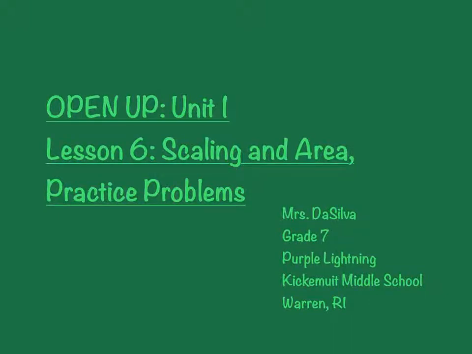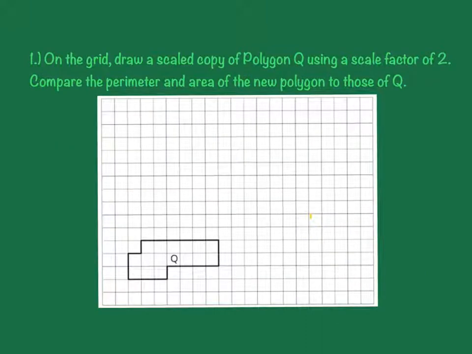Okay, so we are going to be carrying on talking about scaling, but this time we're also going to be looking at area, how those are related to each other. So our first question says, on the grid, draw a scaled copy of polygon Q using a scale factor of 2. Then compare the perimeter and the area.